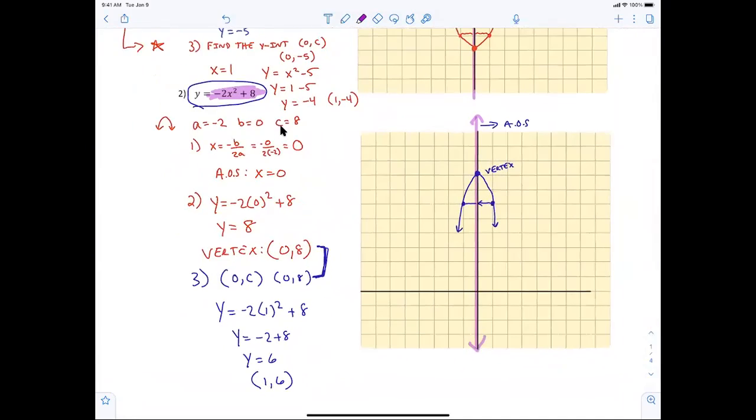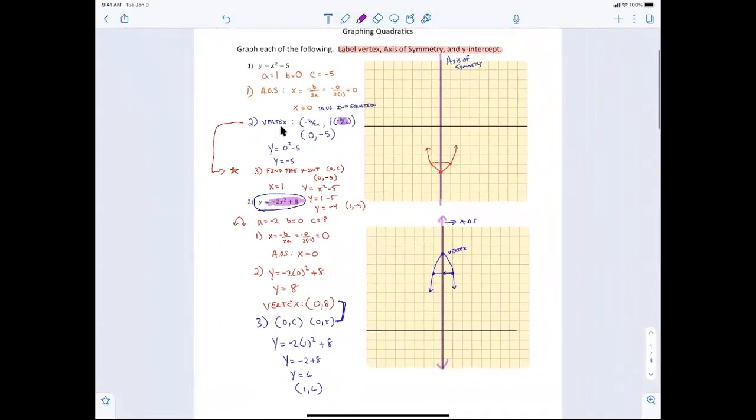Now, everybody do me a favor. Just take out your calculator. Type in number 1, type in number 2, and just double check and verify that that looks good. That looks accurate. And then we're going on. Everybody's just practicing. x squared minus 5, hit graph, look at it. Then type in -2x squared plus 8, and then graph it and see if it looks right.